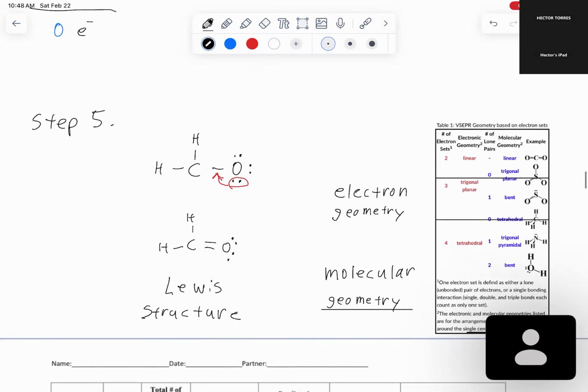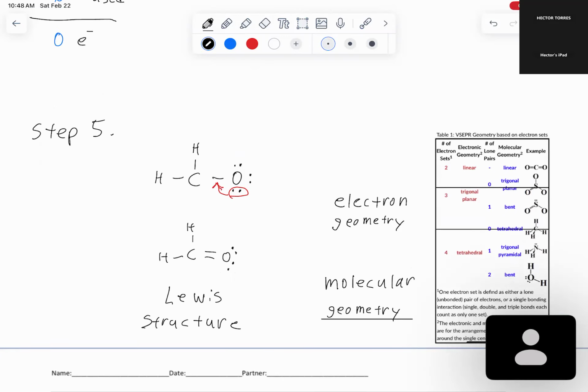So now, to find out the geometry, we're going to use the table that was given in the procedure. Looking here, we have to find out how many electron sets are around our molecule. Looking at this, we have 1, 2, 3. So we're going to be on this one. It's going to be trigonal planar for our electronic geometry.